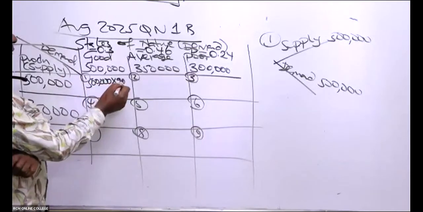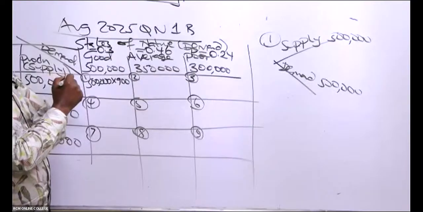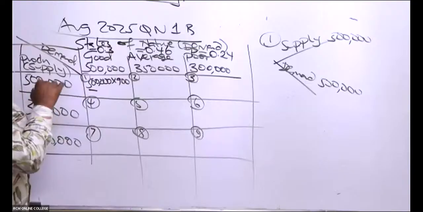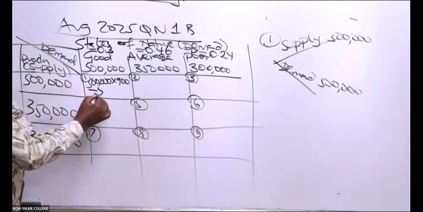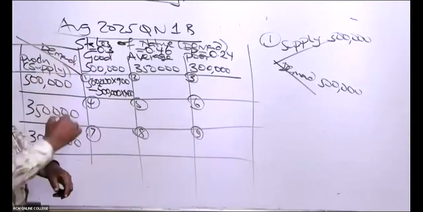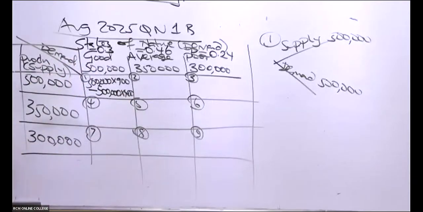The good price is what here, somebody? 900. Minus the cost of production. 500,000 times what here, somebody? 400. Ile contribution margin, 900 minus.